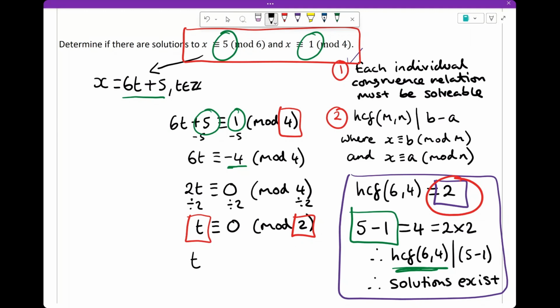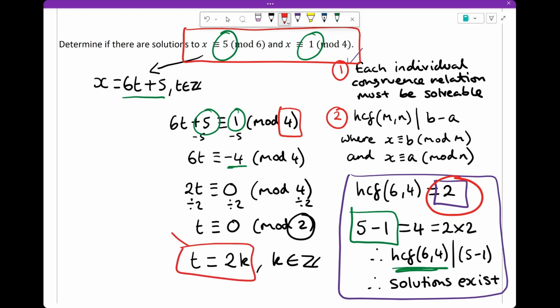So we'd have t is equal to our mod, which is 2, multiplied by some integer I'll call k, and then plus our remainder, which is 0. So I don't need to add that on. And I just need to state that k is an integer. And then my next step was to take the t equals 2k and substitute this in for the t up here. So I would get x is equal to 6 multiplied by 2k and then plus 5. And if we simplify, we get x is equal to 12k plus 5. And we're just going to state where k is an integer.